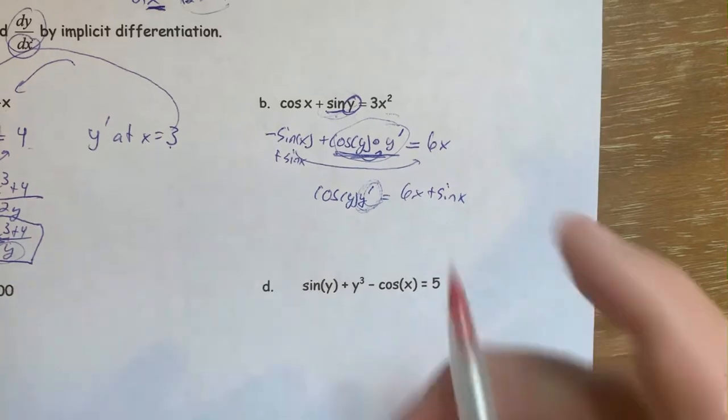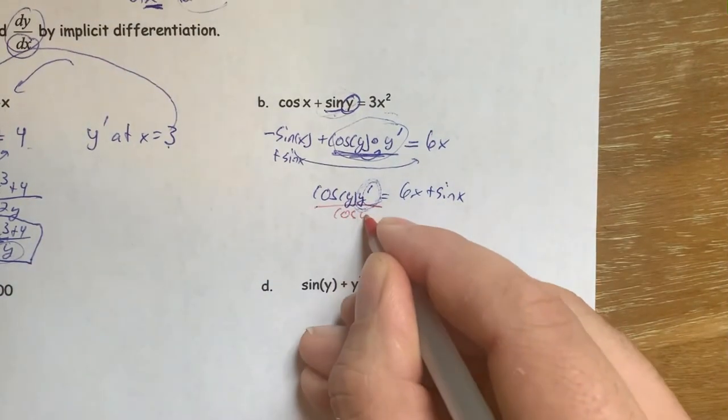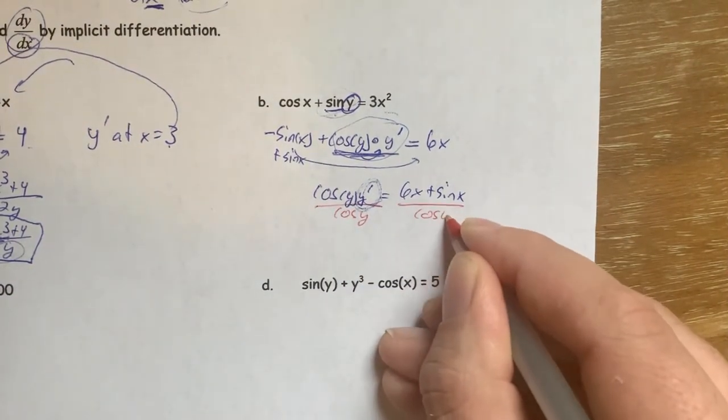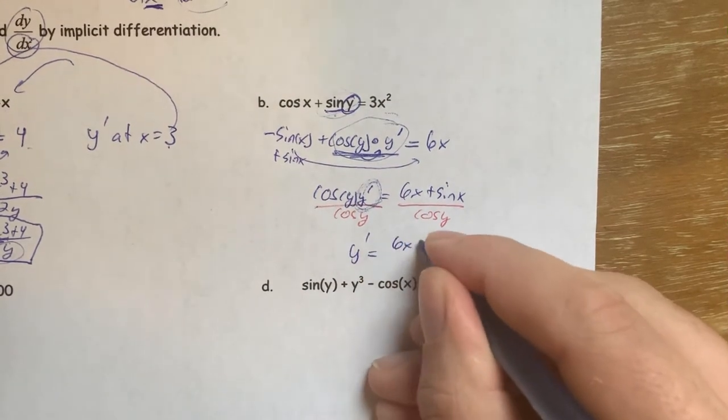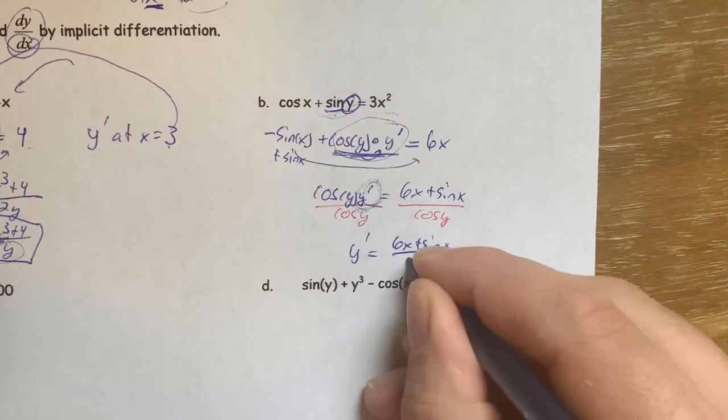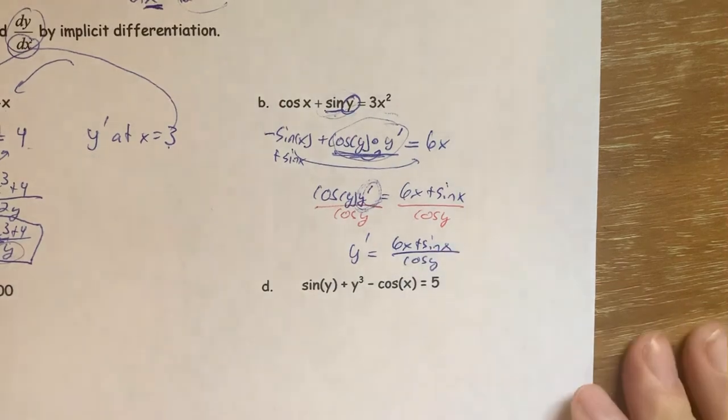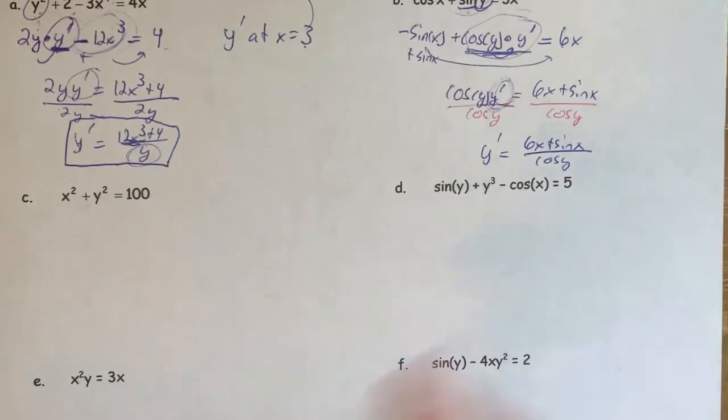I'm going to start using different colors. I feel like I should be doing that already, and I haven't been. And so y prime equals 6x plus sine of x over cosine of y. Okay. How about this next one?